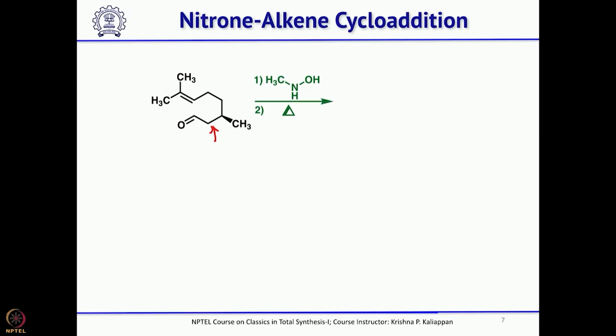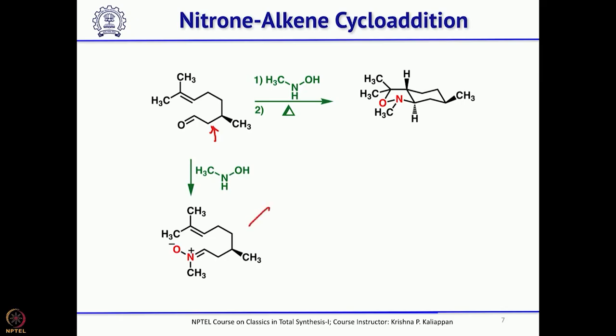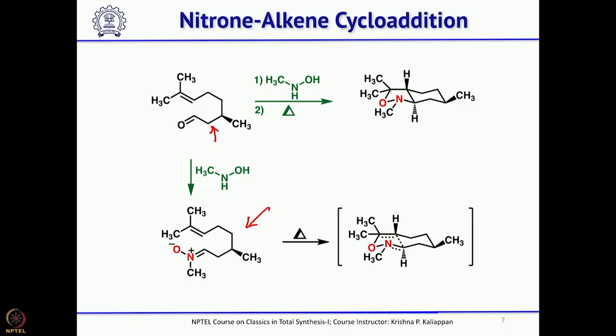On treatment with methyl hydroxylamine, it forms a nitrone, and the nitrone undergoes 1,3 dipolar cycloaddition. It goes via this nitrone. You can see this can be drawn like this, a chair-like transition state you can write, followed by formation of this 5-membered ring. Again, you can cleave this, and you will get the corresponding amino alcohol.